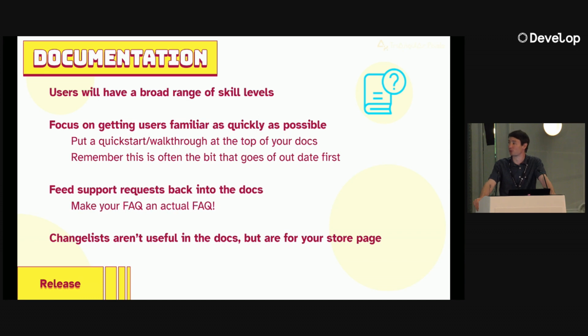And then another thing that's worked well for us: take your support requests and feed them back into the docs, either into an actual FAQ, as opposed to questions people wish they'd asked, or integrate them into the documentation properly. And then finally, change lists aren't very useful in the docs. They don't really provide a lot of information to users, but they are useful for the store page. There is a specific box for them when you upload your asset.